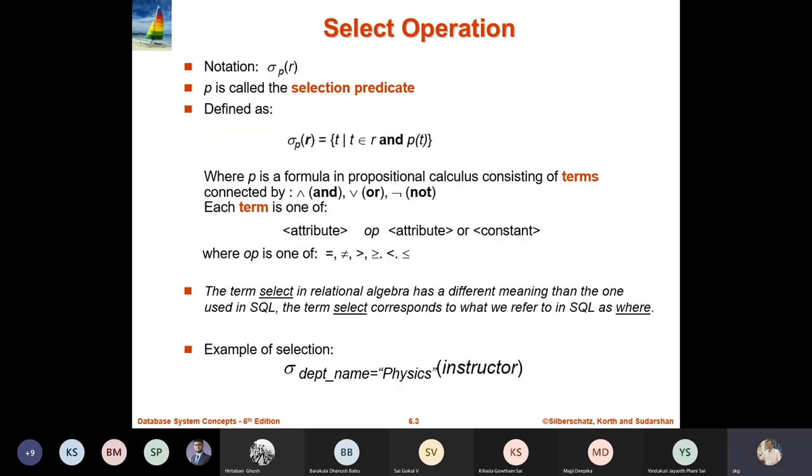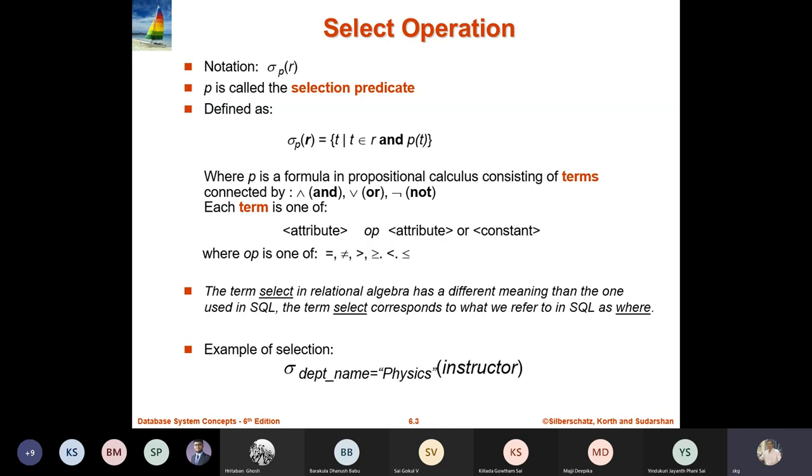So let us see the formal representation of these operations. One is the select operation. Notationally we represent it by sigma p, where p is a predicate over relation R. So there is a selection predicate, and it can be represented as the set of tuples t where t belongs to R and satisfies P of t, where P is a formula in propositional calculus consisting of terms connected by and, or, not, right?